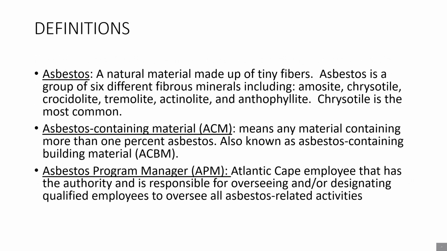Some definitions we'll be using in this training are as follows. Asbestos is a natural material made up of tiny fibers. The most common type of asbestos is chrysotile. Asbestos-containing material, or ACM, is also known as asbestos-containing building material. Asbestos Program Manager, or APM, is the Atlantic Cape employee that has the authority and is responsible for overseeing and/or designating qualified employees to oversee all asbestos-related activities.